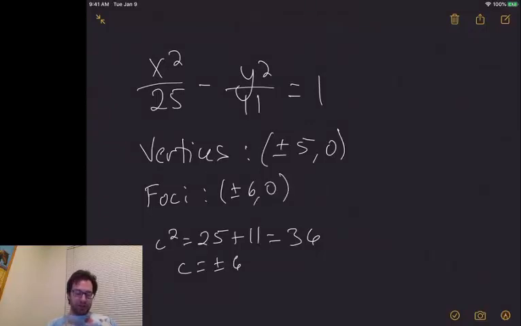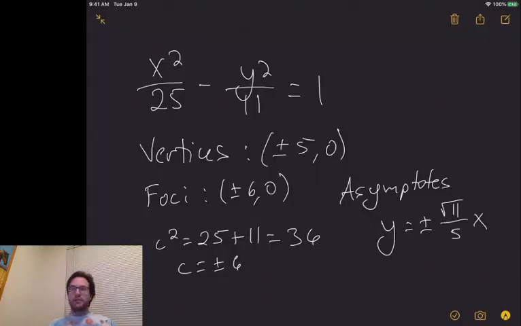Finally, for our asymptotes, we're going to take the square root of the values of the denominator. And in this case, our asymptotes, there's always two of them, are going to be at y equals positive or negative square root of 11 divided by 5x. So I'm just taking the square root of the value under the y, that always goes in the numerator, and the square root of the value under the x, that goes in the denominator. Once again, this represents two equations. The one with the positive slope, square root of 11 over 5, and the one with the negative slope.